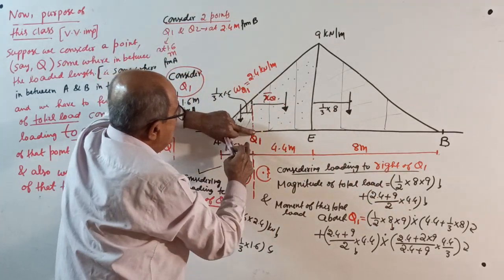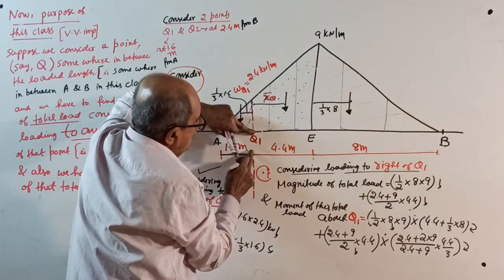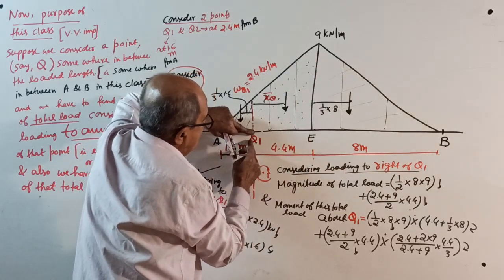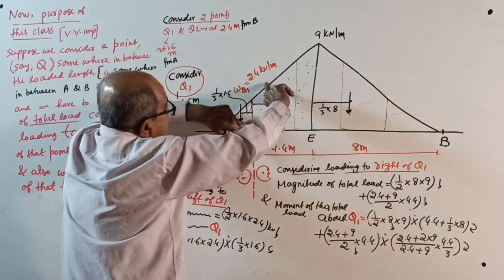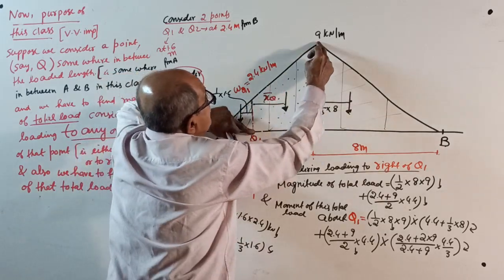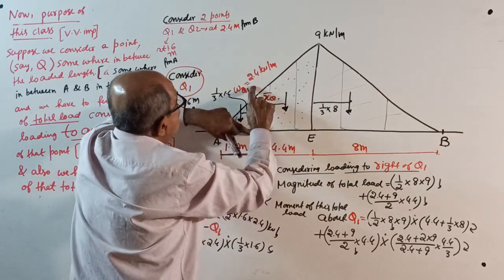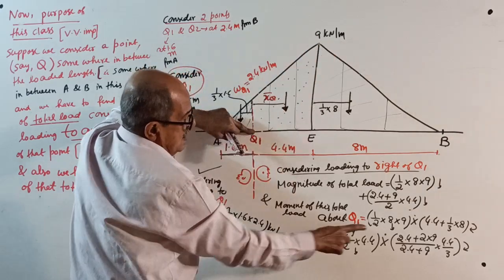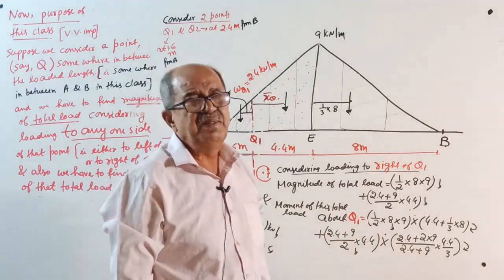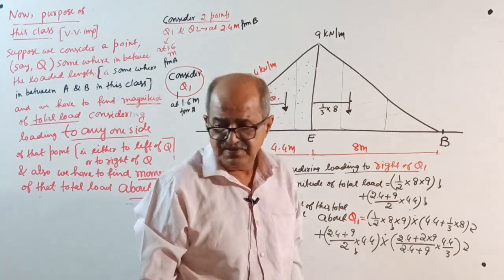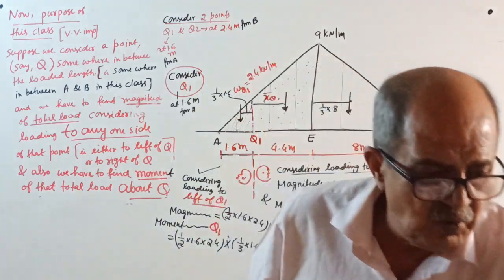Then, moment about this point. This load, half into 8 into 9 into 4.4 plus 1/3 of 8. And next, once again, one more load, 2.4 plus 9 divided by 2 into 4.4 is the load, into this distance, which is 2.4 plus twice of 9 divided by 2.4 plus 9 into 4.4 divided by 3. Get the answer. First of all, I should not have done all this. I should have given only the direct answer.